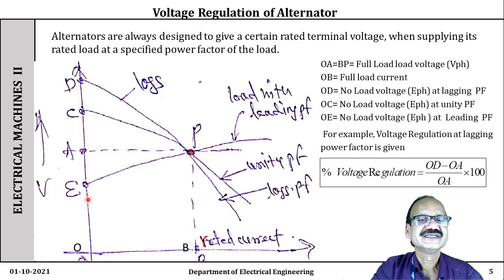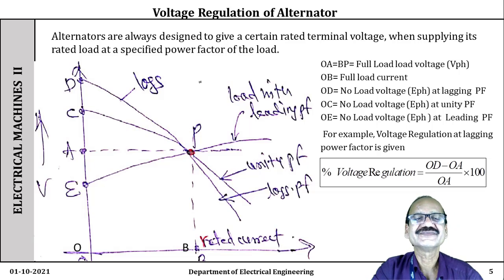Now whereas for the leading power factor, the no load voltage is OE, and as we go on increasing the load, the terminal voltage increases. This happens because of the magnetizing effect of the armature reaction. Because in this case, both the fluxes, the flux due to main field and flux due to armature current, assist each other, and therefore as the load current increases, the voltage also increases. Okay. So in this way, we have studied the characteristics of the alternator.